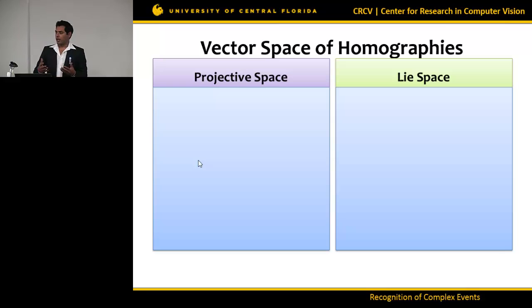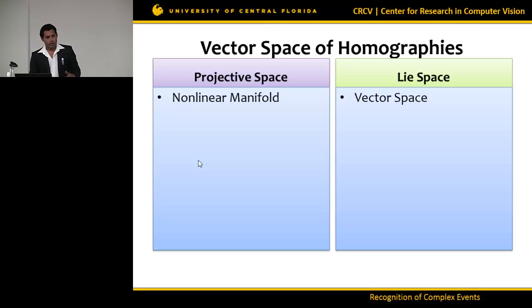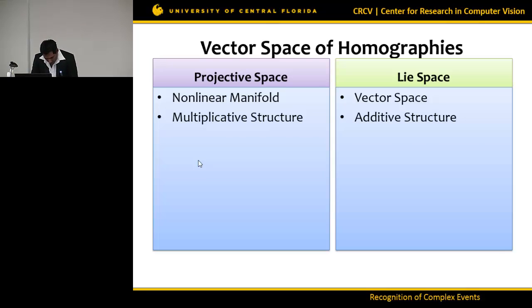I'll go on now. Once you have these homographies, again, these are projective spaces, so classification here is very difficult. Actually, it's next to impossible. So what we do is introduce a Lie algebra-based representation of these homographies, which basically changes these homographies to a geometric space, a vector space, where you can do classification nicely.